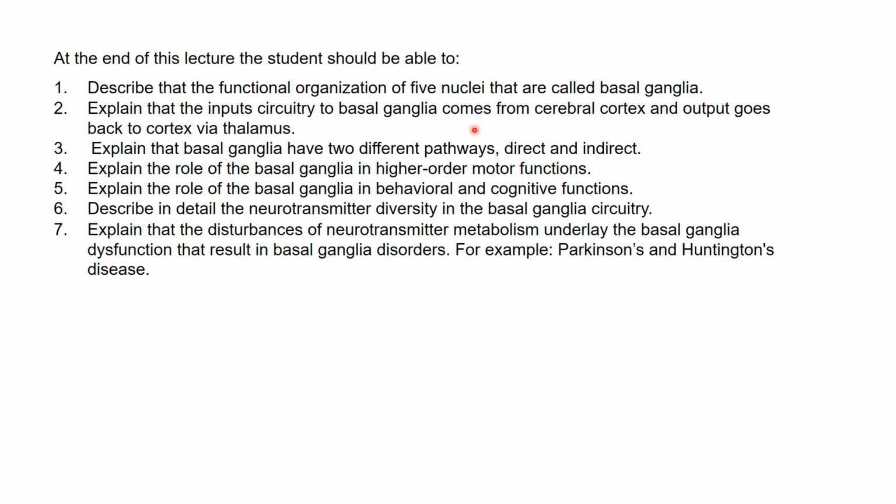the two different pathways, the direct and indirect pathways of the basal ganglia and their role in the coordination of the voluntary movement, the role of the basal ganglia in higher order motor function, the role of basal ganglia in behavioral and cognitive function, the different neurotransmitters present in the basal ganglia, and the disturbances associated with the neurotransmitter metabolism and the disorders affecting the basal ganglia like Parkinson's and Huntington disease. So these are the objectives that we are going to deal with today.